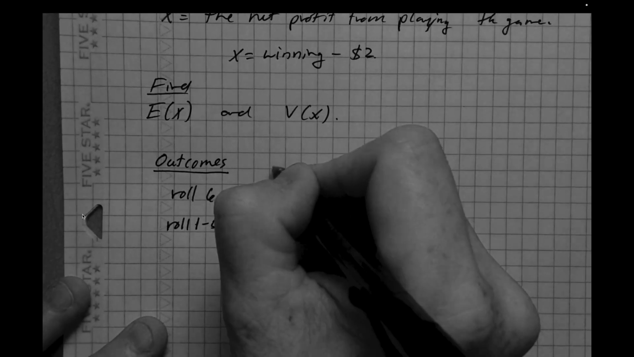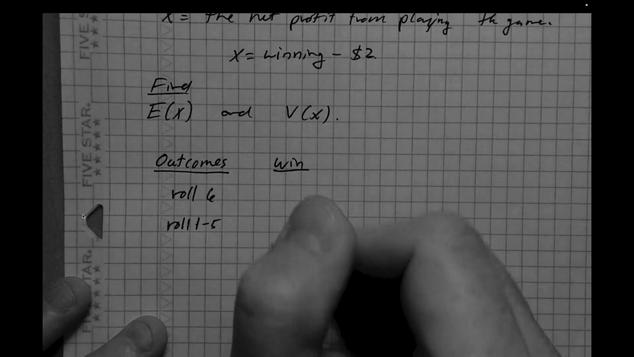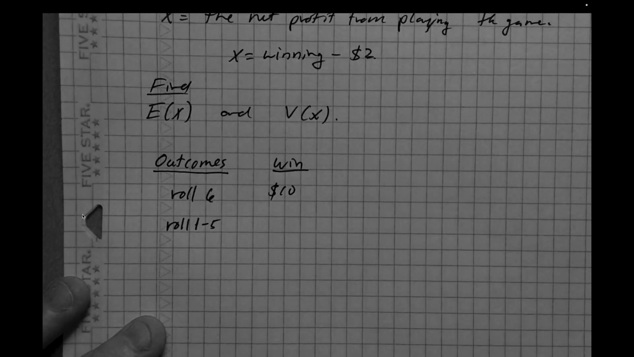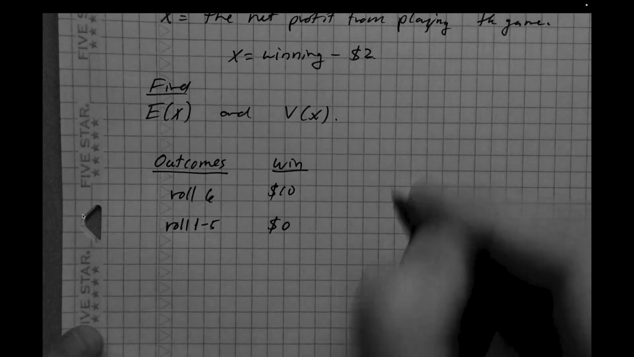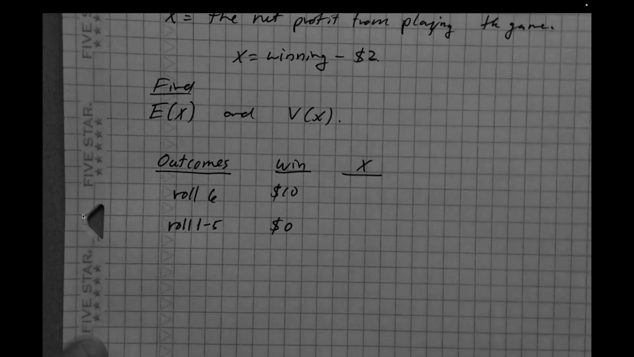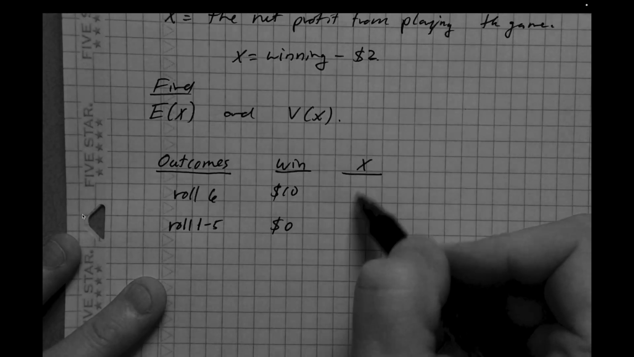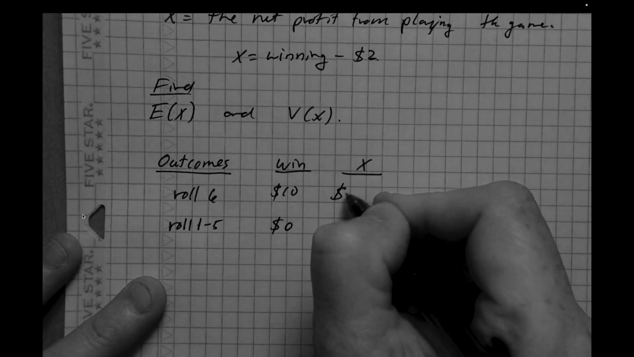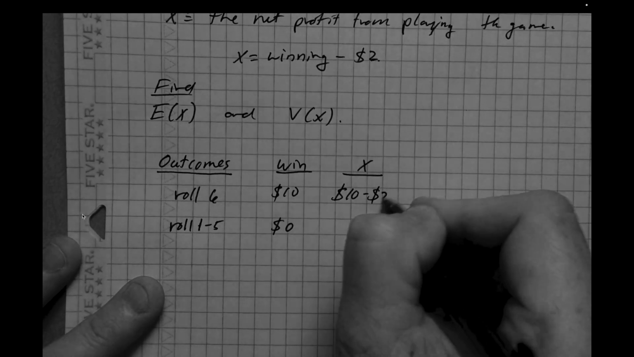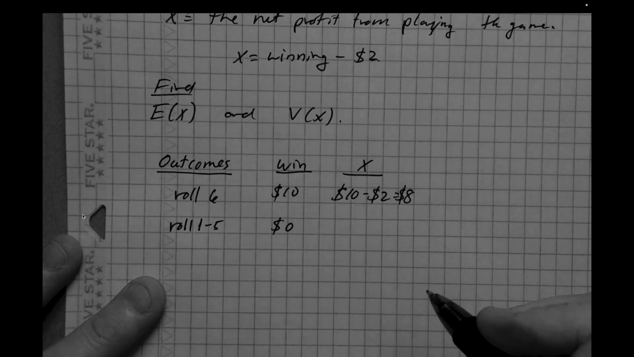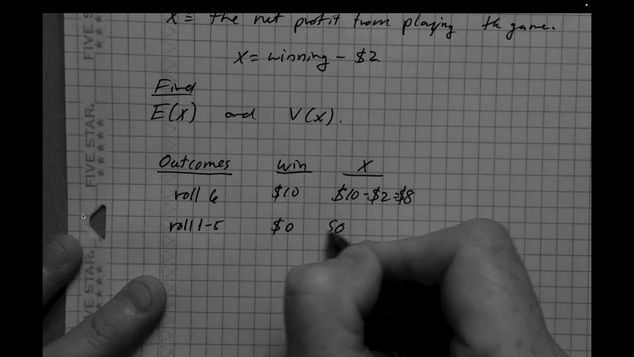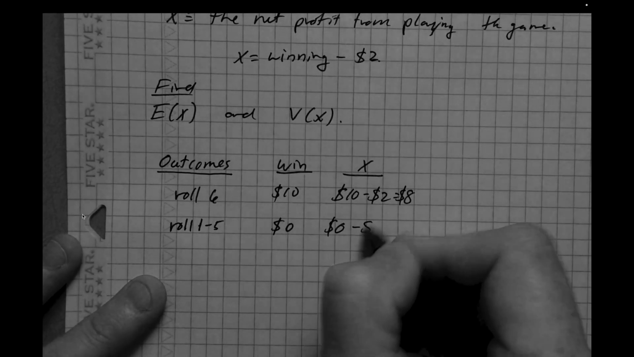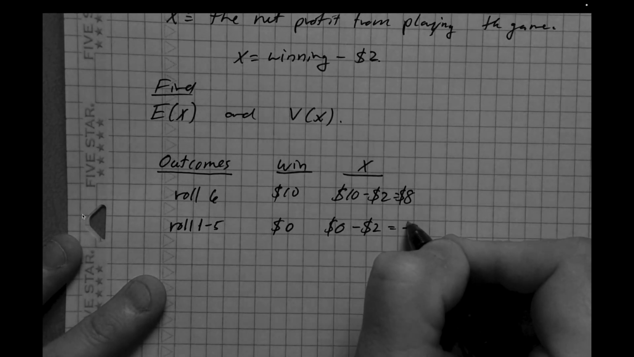Now, if you roll a 6, what do you get? Well, you get $10. If you roll something other than a 6, what do you get? You get $0. And so the random variable x is the net profit. What is x if you roll a 6? Well, it's $10 minus $2, so it's $8. And what is x if you roll something other than a 6? Then it's $0 minus $2, so negative $2.